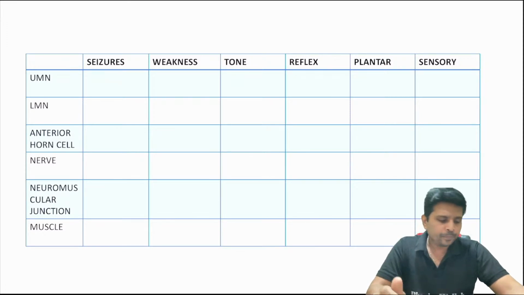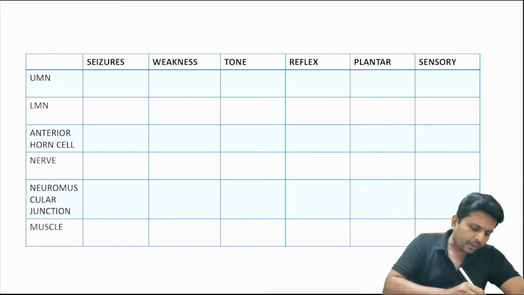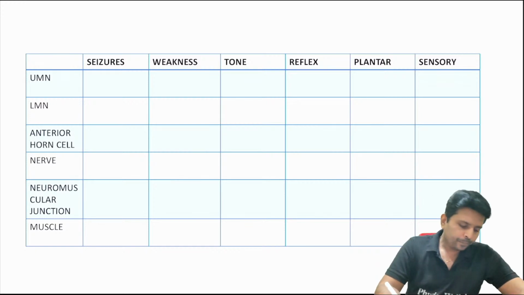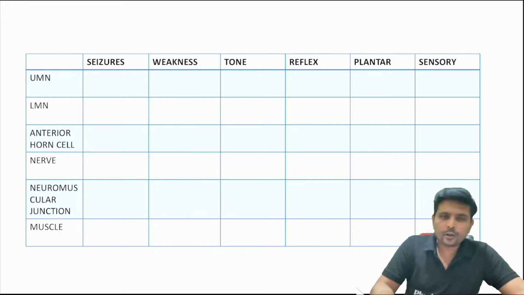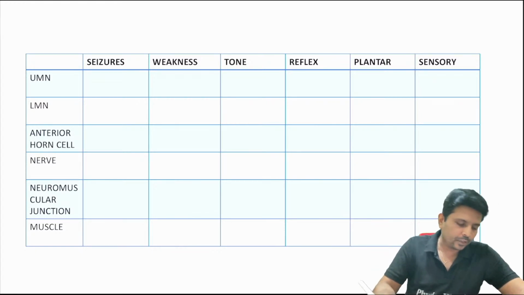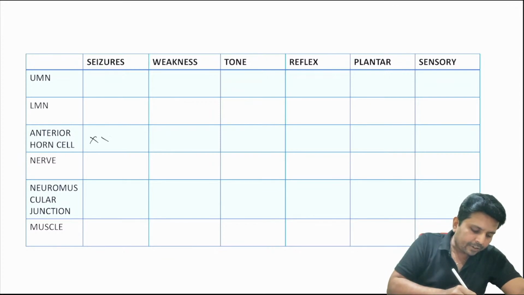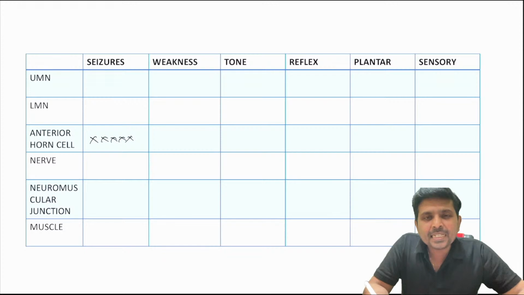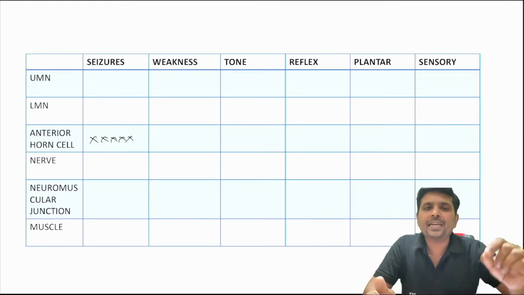Very simple. Let us forget about the upper motor neuron and focus on the lower motor neuron. Lower motor neuron means it starts from the anterior horn cell. What happens in the anterior horn cell? In the anterior horn cell there will not be any seizures. Why will there not be any seizure? Seizure is a manifestation of cortical involvement.